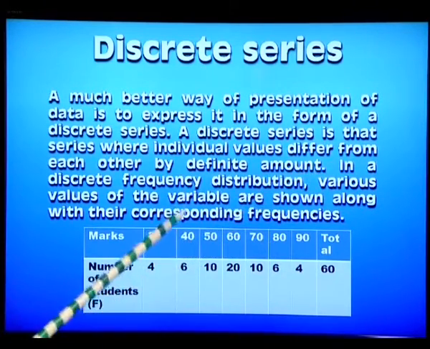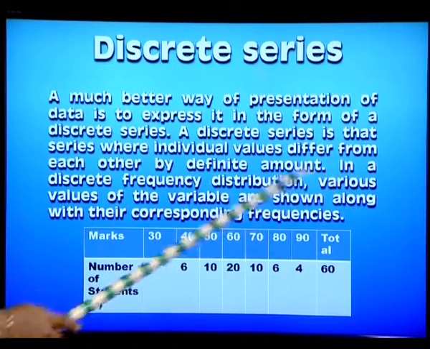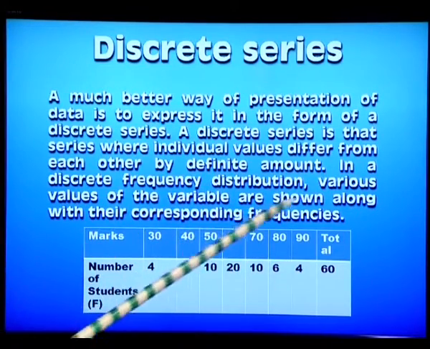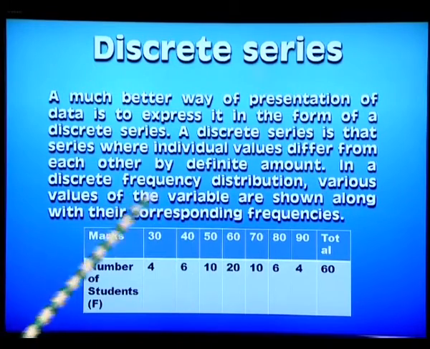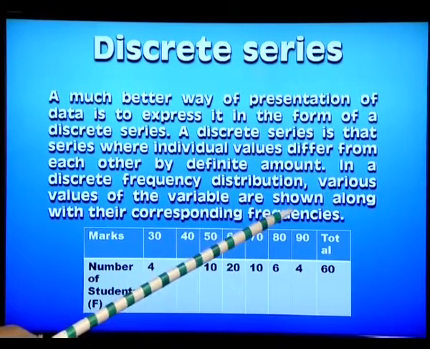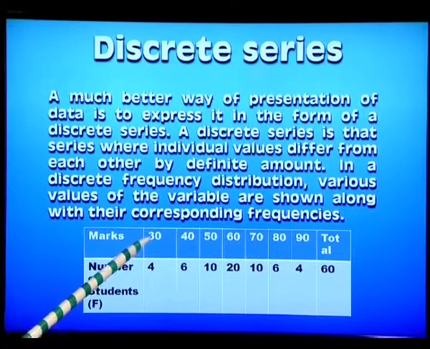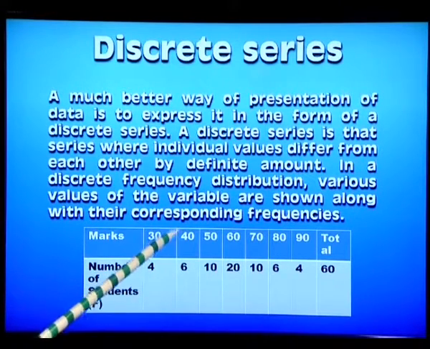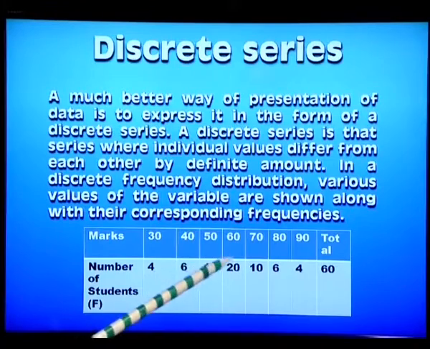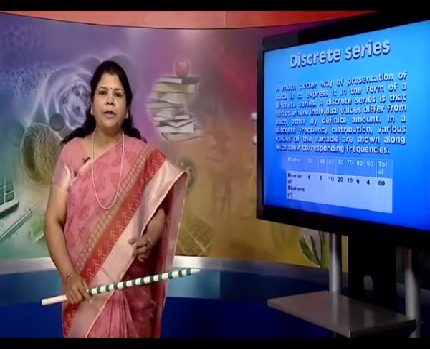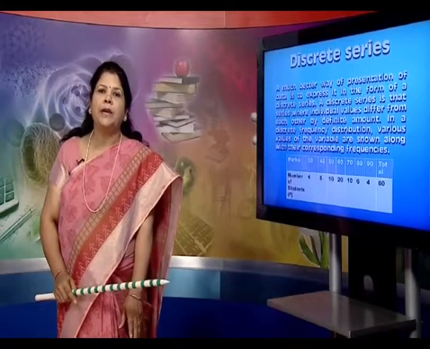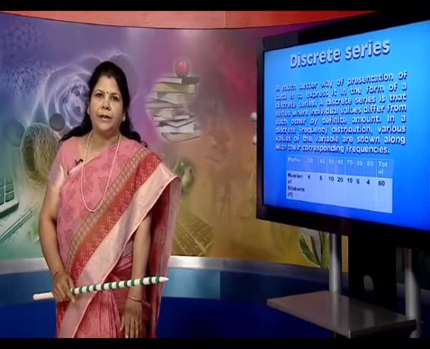In a discrete frequency distribution, various values of the variables are shown along with their corresponding frequencies. Here we can see how many students got 30 marks, 4. How many got 40 marks, 6, and so on. So, in discrete series, very definite values appear with their respective frequencies.